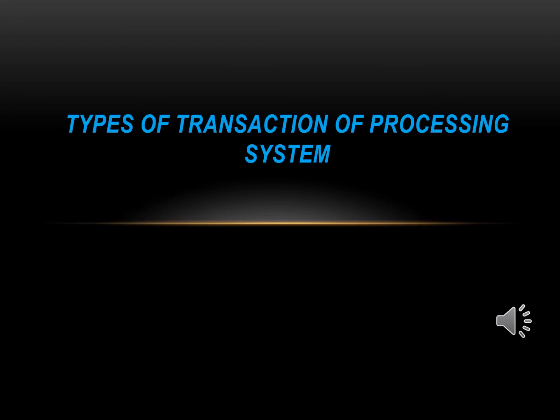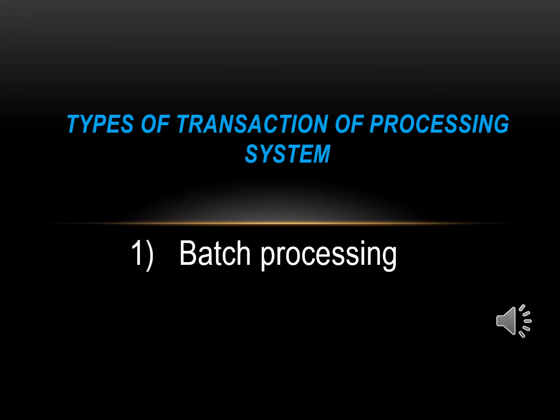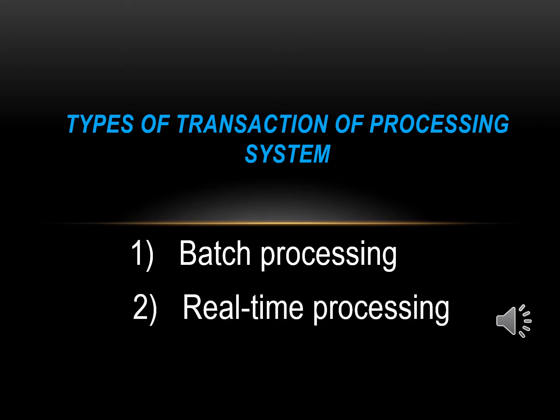Then we will speak about types of transaction processing system. We have two types of transaction processing system. Number one, batching process. Number two, real-time process. Then we will speak about the two types of transaction processing system in detail.